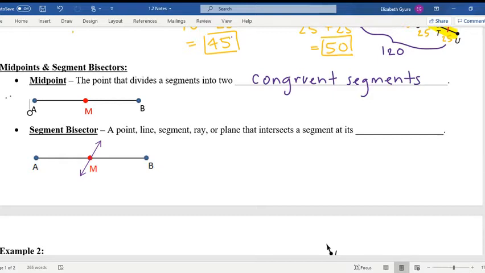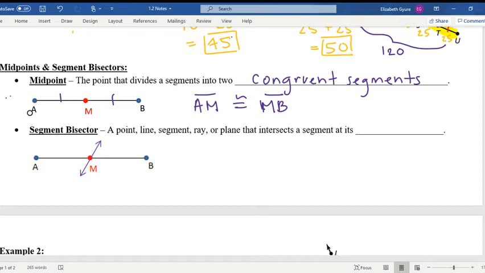So if you look at your diagram, we have segment AB, and then we have M. M is going to be our midpoint in this situation, just for the sake of this problem. So if M is the midpoint, that means it's in the middle, which means that segment AM is going to be congruent to segment MB. It's going to split it in half, basically. So if M is the midpoint, then I know segment AM is congruent to segment MB.